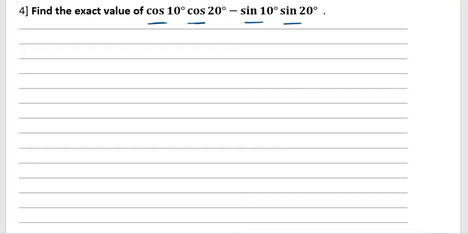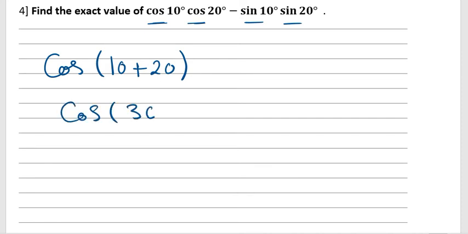So we write it as cosine sum or difference between two angles. The two angles are 10 and 20. In cosine function, the sign between brackets will be difference. So it will be cosine 10 plus 20. Simplify as possible. It will be cosine 30.